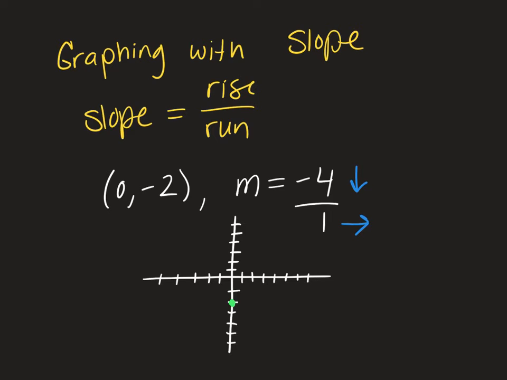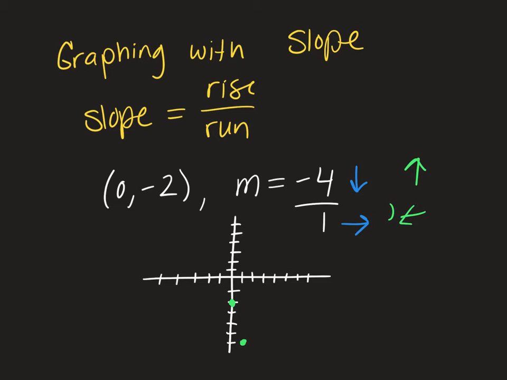From that green point, I'm going to count down 4 spaces: 1, 2, 3, 4. And then over to the right 1. I'm going to put a dot right there. Do you count the space where the dot is already on? No, I start here and then I go down 1, 2, 3, 4, and then over 1, and put a dot. The other way you can do this is if you have a negative number, you can also go up and left.